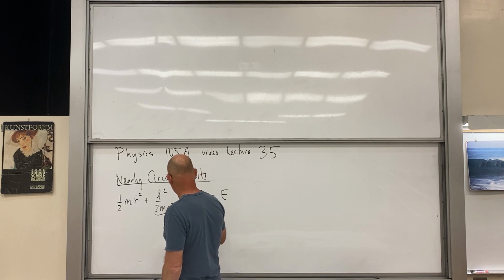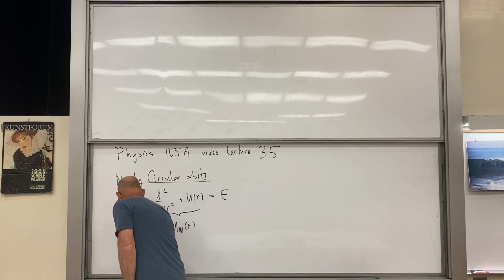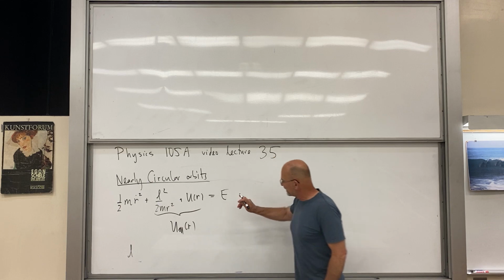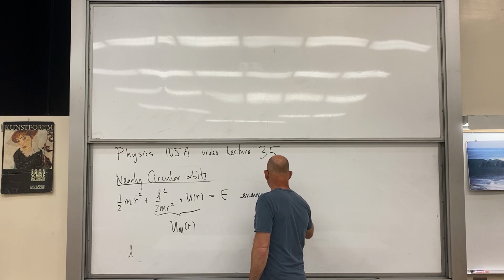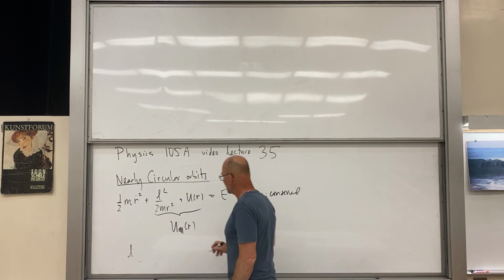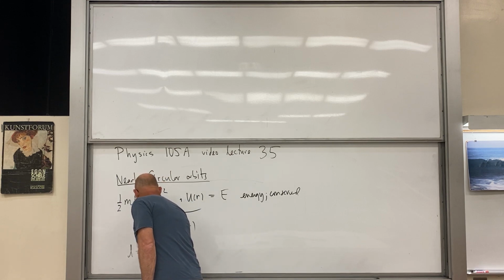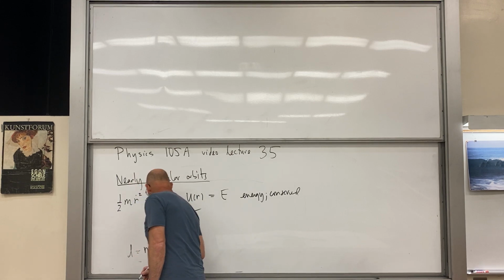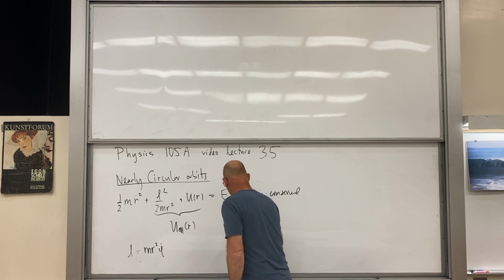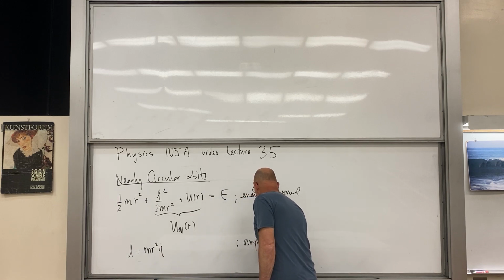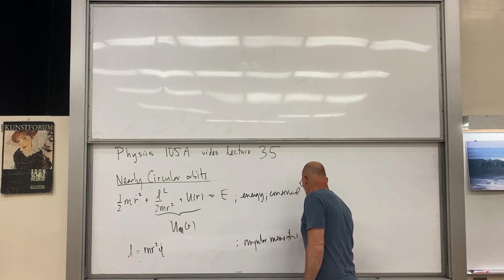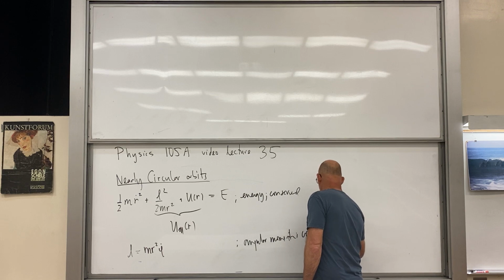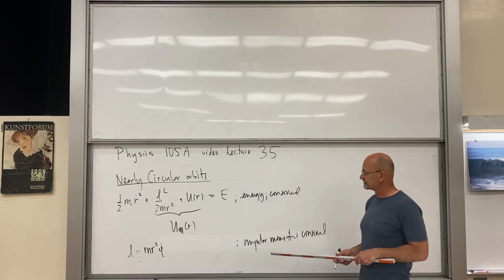Also, we have the angular momentum L. So these are the two conserved quantities. The energy is conserved, angular momentum is conserved. I'll go ahead and write that. Energy conserved. And then L equals m r squared phi dot. And here we can also write angular momentum conserved. Those were our two conserved quantities.